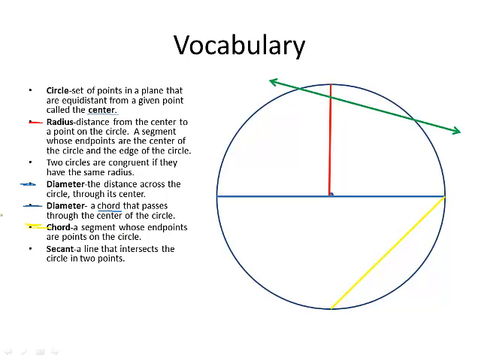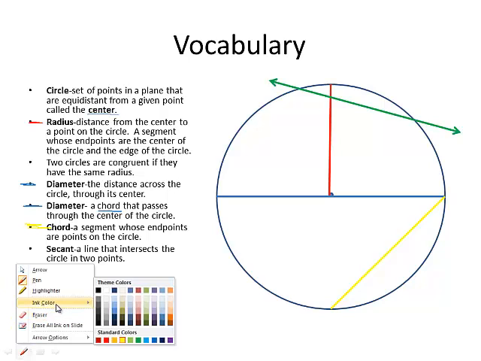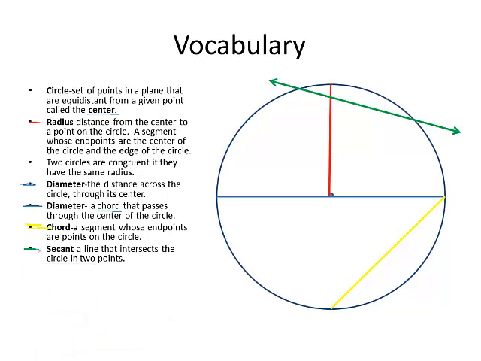A secant. This is something you're going to be referring to a lot in higher level mathematics, namely calculus. So I labeled this with a green. A secant line is a line that intersects a circle in 2 points. So I have my 2 points here, 1 and 2. And the difference between a secant and a chord is a secant is a line. A chord is a segment.